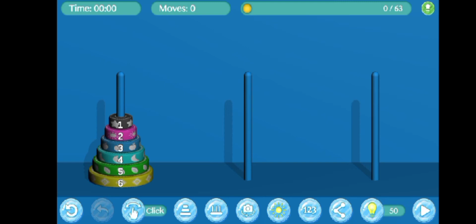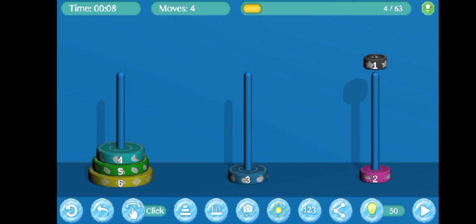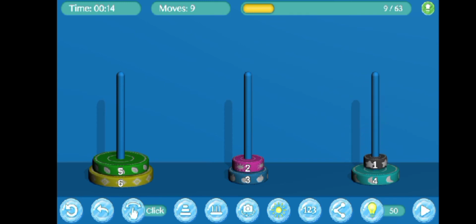First, the first disc to the second rod. The second disc to the third rod. First disc, third rod. Third disc, second rod. First disc back to first rod. First disc will be on the second rod, and the fourth disc will be on the third rod.